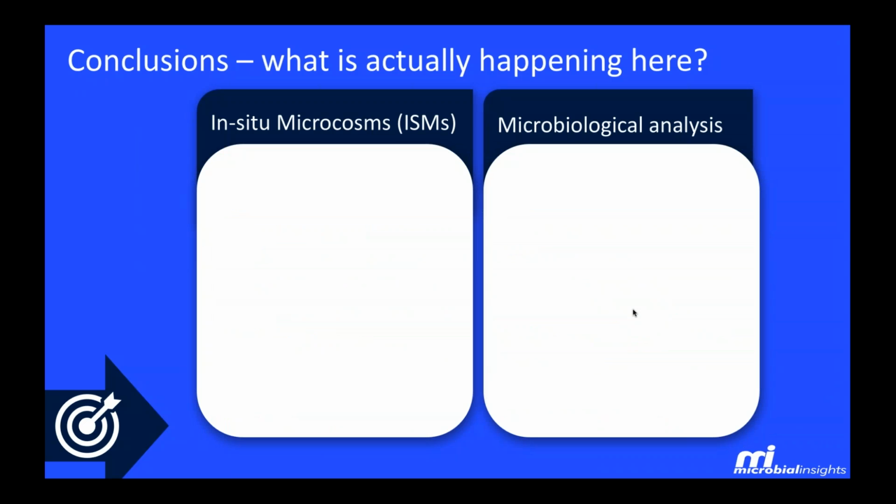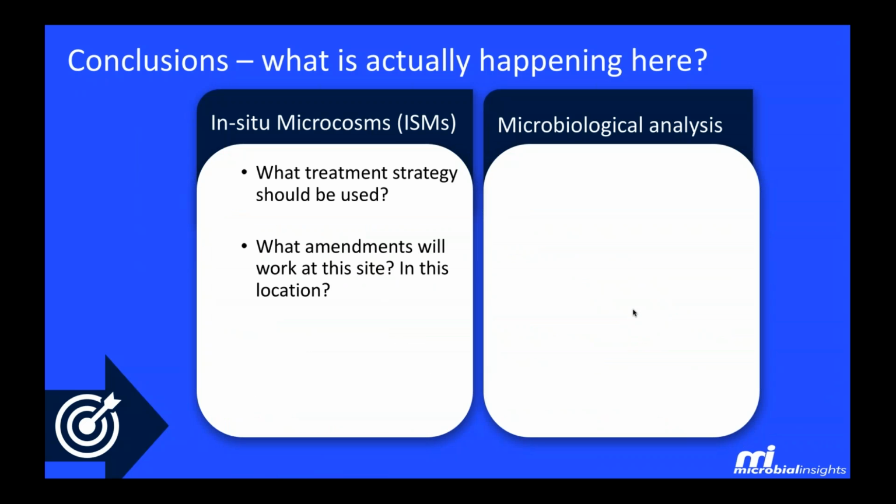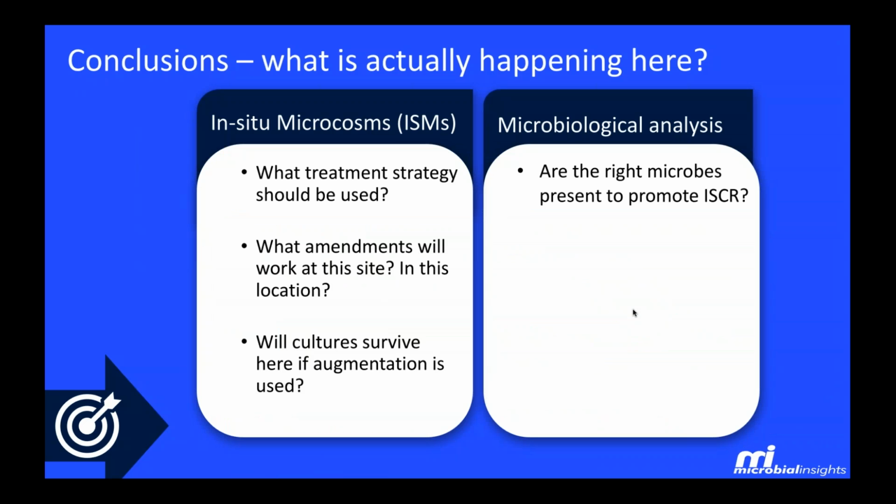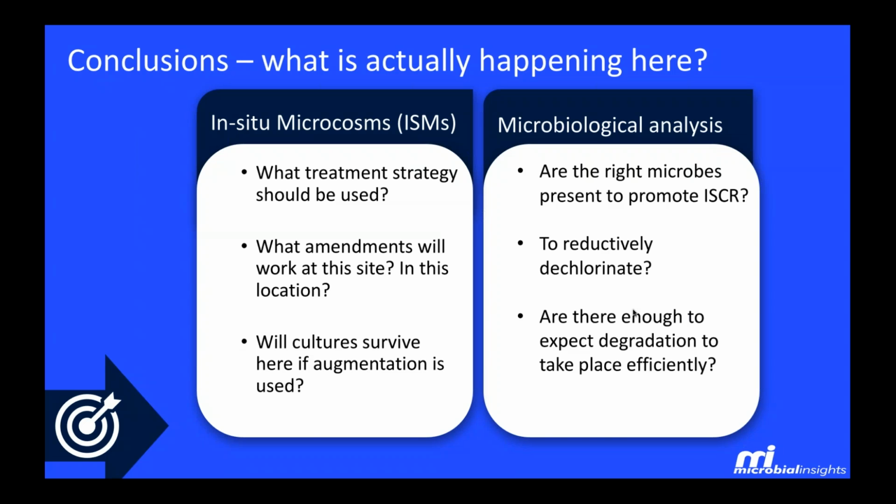So what do we conclude was happening? Key take-home points. In situ microcosms help to really evaluate the site and answer the questions shown before moving to that full field scale implementation. Then the added microbial analysis throughout the treatment period helped show that we had sufficient sulfate reducers to generate the sulfides that we wanted to form for abiotic degradation of the ethanes, and we had enough Dehalococcoides to get efficient reductive dechlorination to occur.